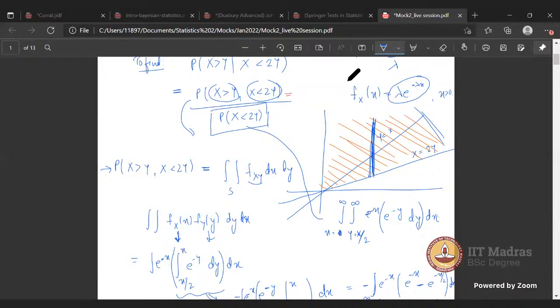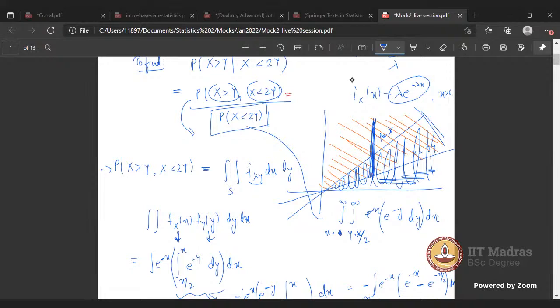No, it's wrong. See, you want x greater than y, right? So this is your x equals y line, and you want x to be greater than y, so it is going to be this area. This represents x greater than y.